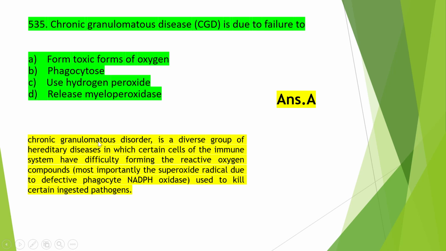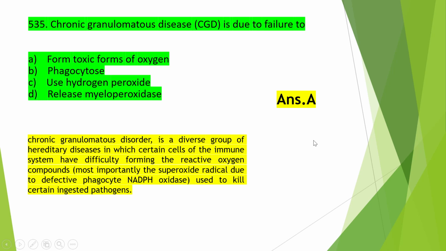So chronic granulomatous disease is a diverse group of hereditary diseases in which certain cells of the immune system have difficulty forming the reactive oxygen compound, most importantly the superoxide radical, due to defective phagocyte NADPH oxidase used to kill certain ingested pathogens.